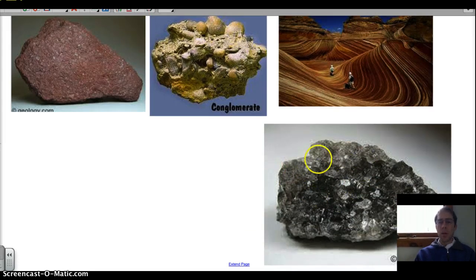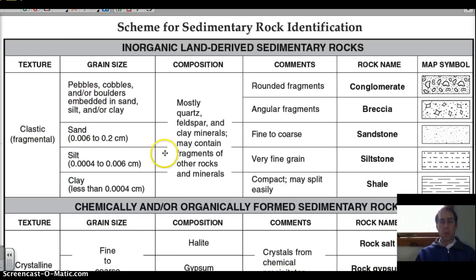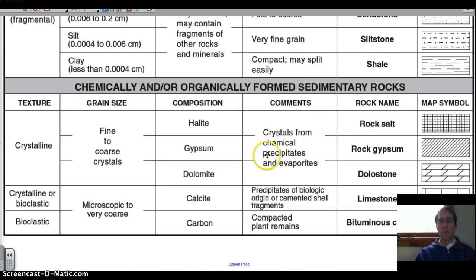But you'll get these crystals of these minerals, and they're formed as precipitates and evaporites. So as water evaporates, that's where rock salt, rock gypsum, and dolostone come from. They're made out of halite for rock salt, gypsum for rock gypsum, and dolomite for dolostone. These were all minerals that we saw in the reference table on the last page. They're made out of crystals. That's why they're called crystalline.